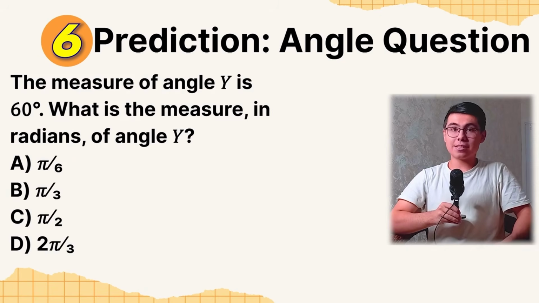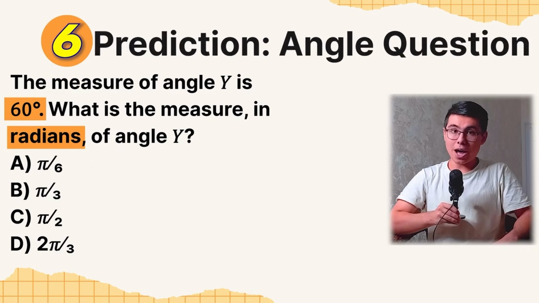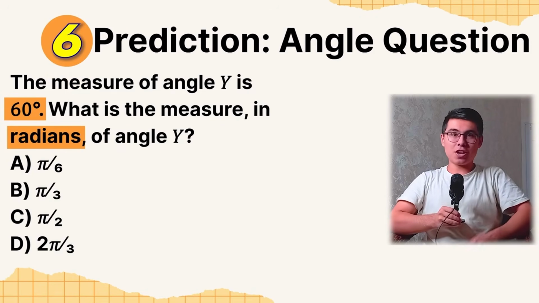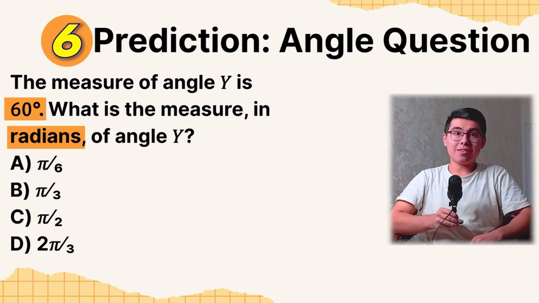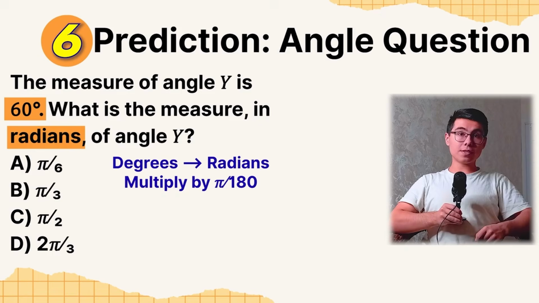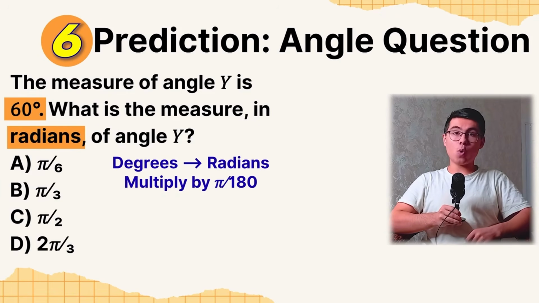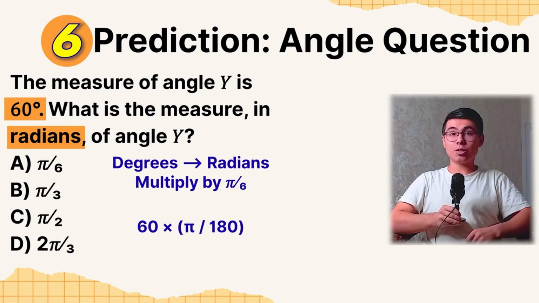So the question says, the measure of angle y is 60 degrees. What's the measure in radians of angle y? Now, here's what you need to know. Degrees and radians are just two different ways to measure an angle, and there is one simple rule that connects them. To convert degrees into radians, you always multiply by pi over 180. Why? Because 180 degrees equals pi radians. That's the key fact that you gotta remember.